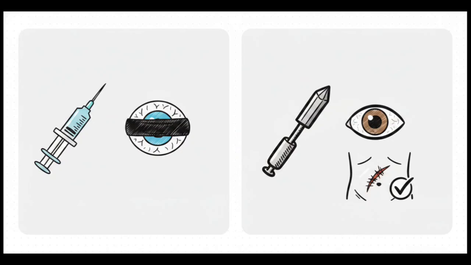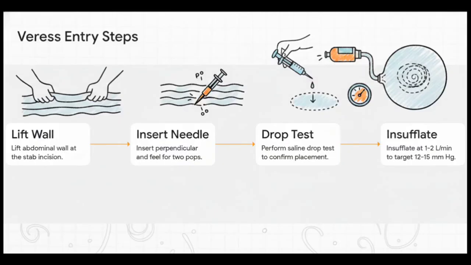So, the absolute crucial takeaway here is this. If your patient has had prior midline surgeries, you've got a high risk of adherent viscera. In those specific cases, the open Hasson technique is strongly preferred for safety. Now, if you do decide to go with the closed Veress technique, your methodology has to be exact. First, you lift the abdominal wall. Second, you insert the needle completely perpendicular to the wall. You're actually going to feel two distinct pops as you cross the midline fascia and then the peritoneum.